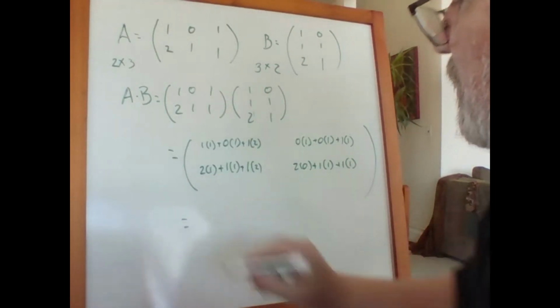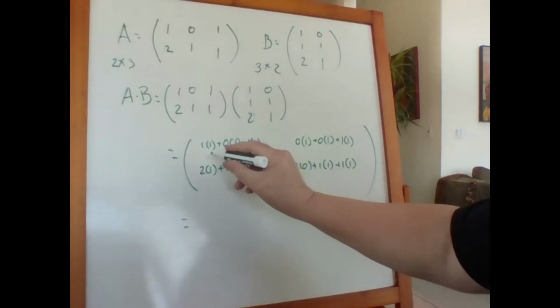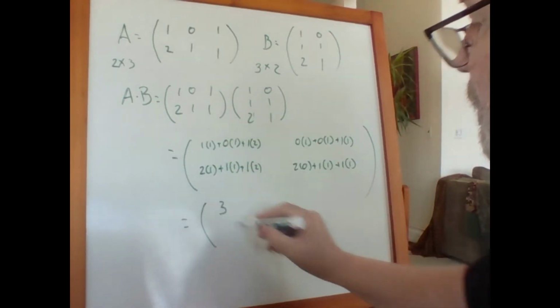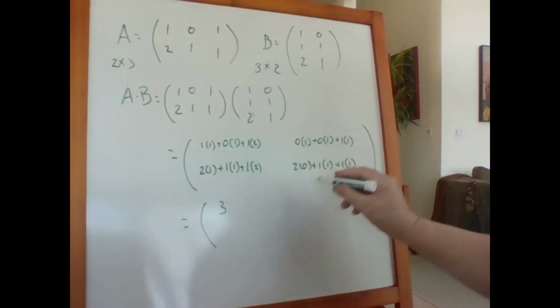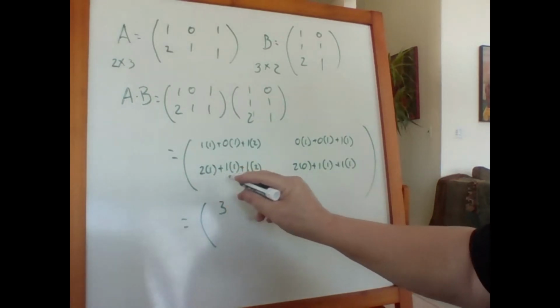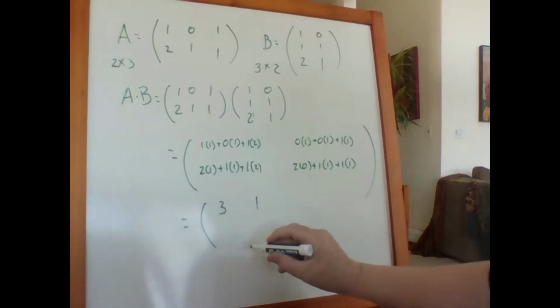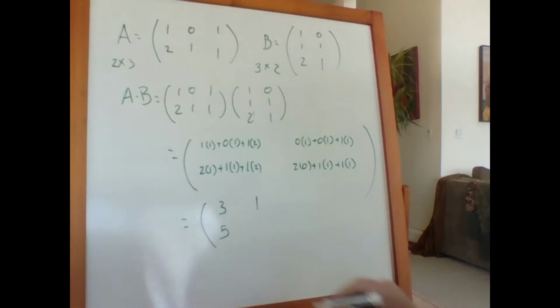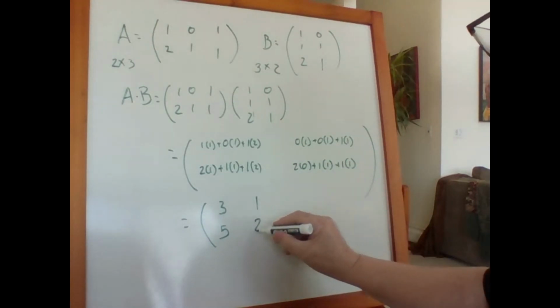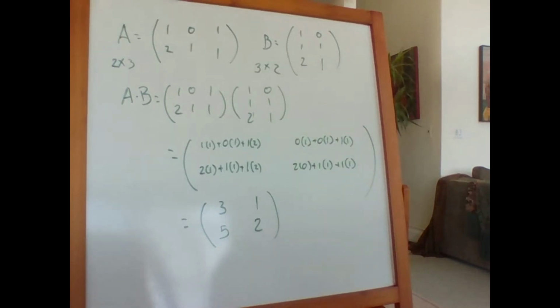And our final matrix is 1 plus 2 is 3. Okay, 0, 0, 1. This is 2 and 2 and 1 is 5. And lastly, we got 1 and 1 is 2, and that's our final matrix.